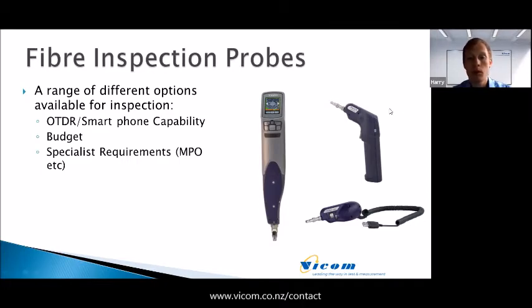If you're saving 20 seconds from using an autofocus auto centering probe compared to a probe that doesn't auto center or autofocus, you're going to save yourself 200 to 300 seconds, or 4 to 5 minutes, every time you do an OTDR trace, which is a significant time saving.